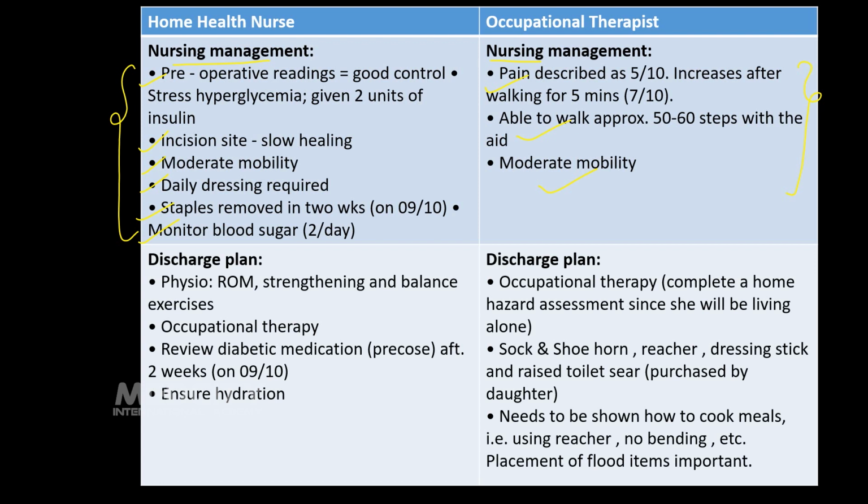Okay, and the discharge plan again differs depending on whom we are writing to. The home health nurse will need to know that the physiotherapist is required. She knows that the occupational therapist is required, and the rest is what her daily requirements are. But if you look at the occupational therapist discharge plan, I'm going to talk about complete home hazard, sock and shoe horn, reacher, toilet seat, okay, and how to cook meals, no bending, placement of food items. So you can see how the pieces of information that we've selected are all different.